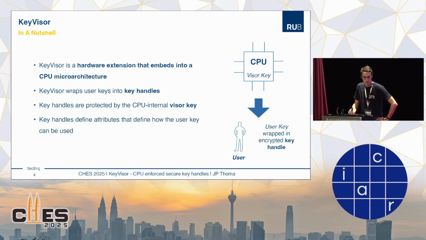The key idea is that we wrap user keys for encryptions in so-called key handles, and these key handles are protected by a CPU internal key, which we call the visor key. So the CPU has a root of trust that helps you protect your user key in the hardware. The key benefit of KeyVisor is that in these key handles we can define attributes that help you define how and by whom the key handle can be used to perform encryptions and decryptions.